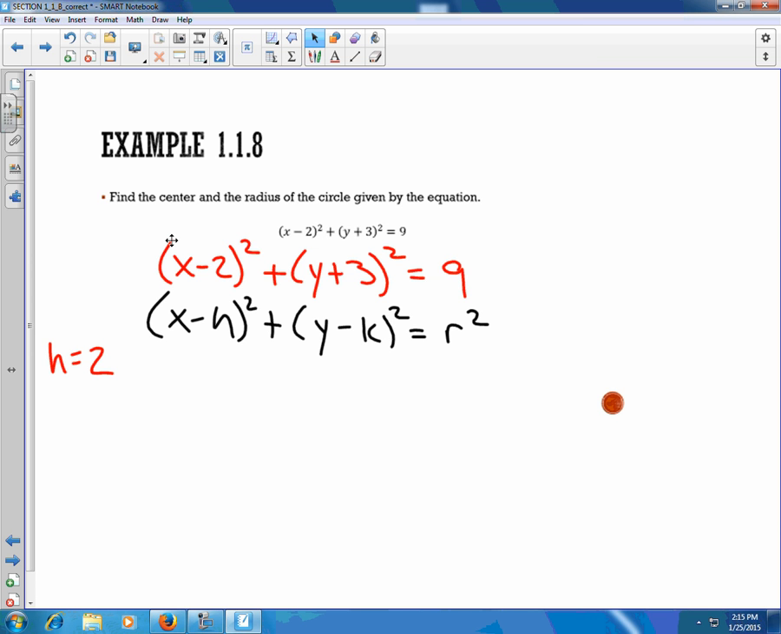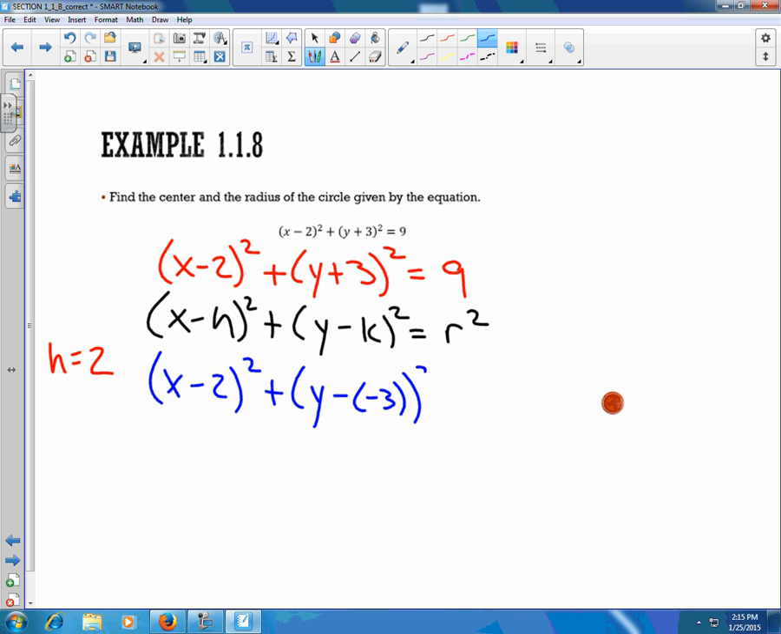But y plus 3 is a little bit different. So let's just rearrange this a little bit. (x minus 2) squared plus (y minus negative 3) squared. Y plus 3 and y minus negative 3 are the same thing. And that's equal to 9. So now we can see we have y minus k. And so k is negative 3. And so the center of our circle is given at the point (2, negative 3).